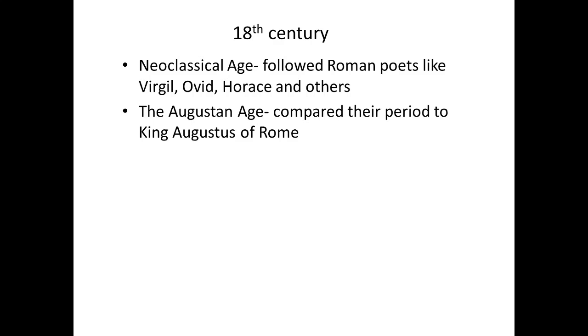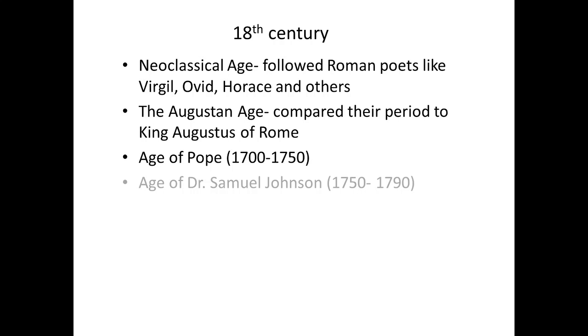This age is also known as the Augustan age because these Roman poets, Virgil, Ovid, and Horace, lived in the kingdom of Augustus, who ruled over Rome, and the age of the 18th century is also called the Augustan age because they followed the Roman poets of King Augustus. Then it's also referred to as the age of Pope, especially the age from 1700 to 1750. That is, the first half of the 18th century is referred to as the age of Pope because he was the most representative poet of the age.